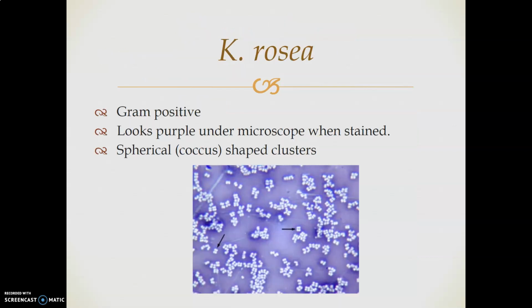These are the bacteria that we would be growing in class if we were doing this lab. We'd be growing K. rosea. After staining and everything, you would find that it is gram positive, and so it's going to look purple underneath the microscope. These are going to be spherical in shape, and they're going to be growing in clusters, in groups.